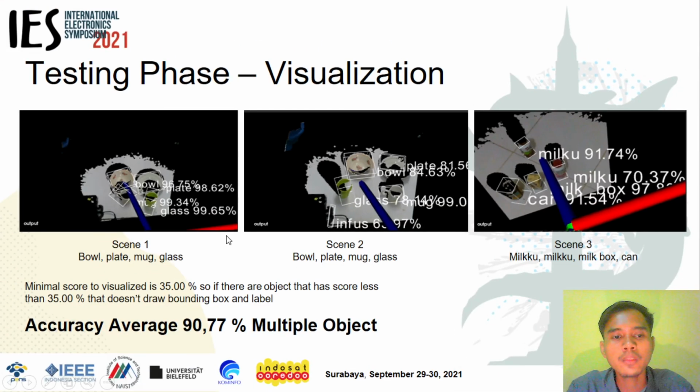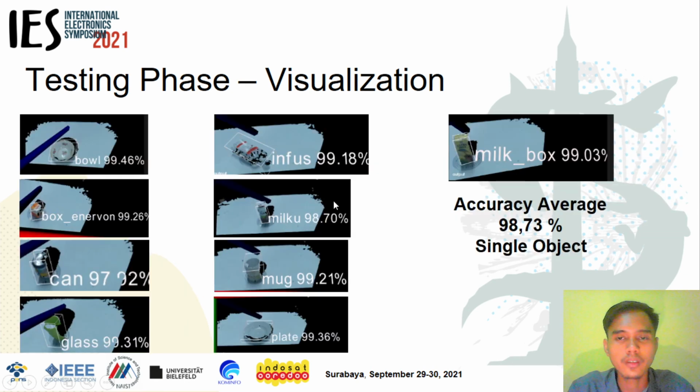In the system, the minimal score to visualize is 35 percent. So if there is an object that has a score less than 35%, it doesn't draw a bounding box and label. This is the result of the average accuracy for multiple objects, which is 73%. And here is the result for single object recognition, and all objects have been correctly recognized, and the average accuracy of it is 98.73%.